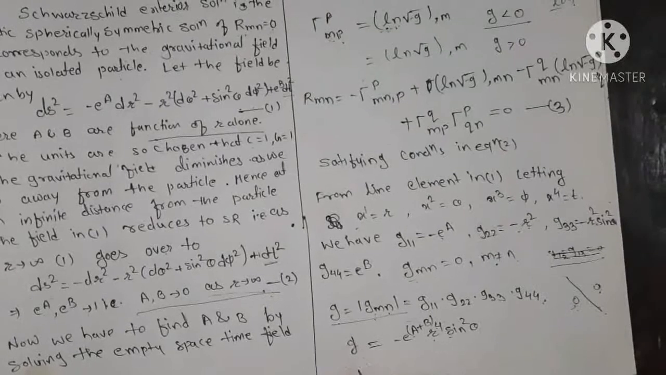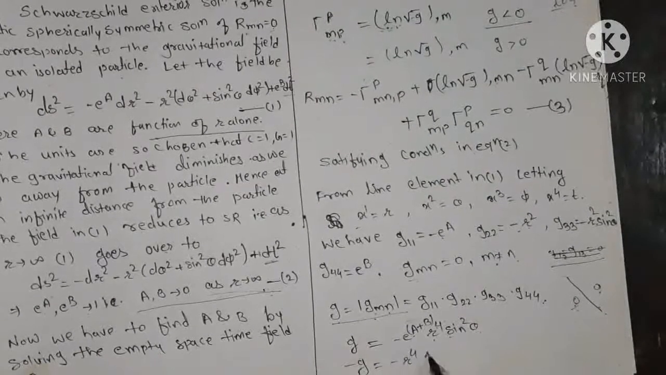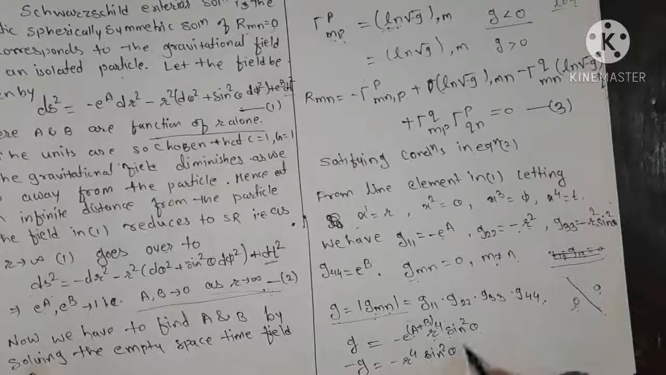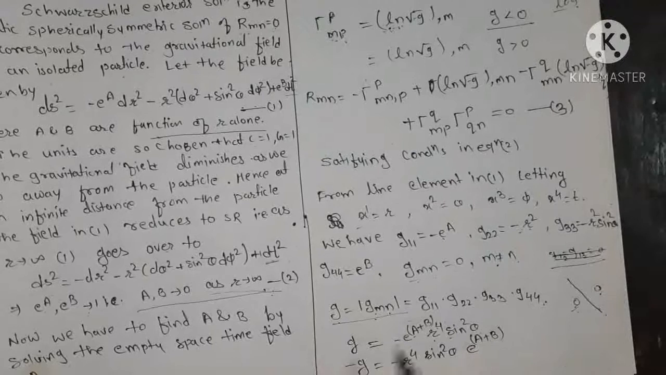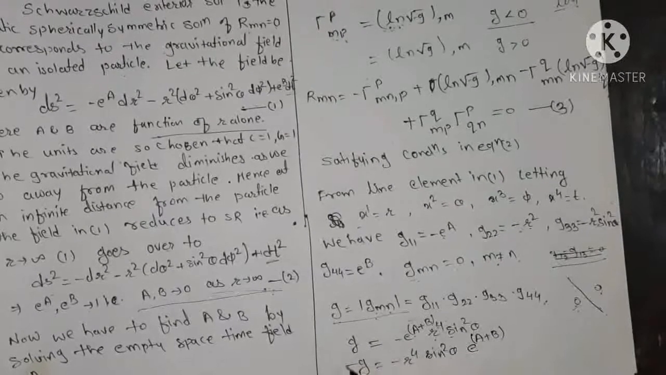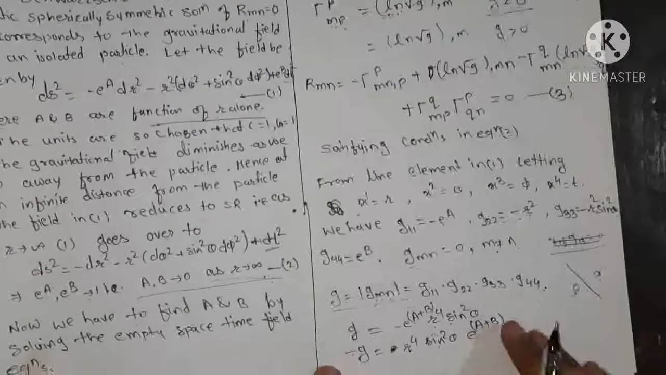This is equal to g, so minus g is equal to r to the power 4 sine square theta e to the power a plus b. We write this in this manner. Now if we take the under root of this, the minus sign gets cancelled, so minus g equals r to the power 4 sine square theta e to the power a plus b.